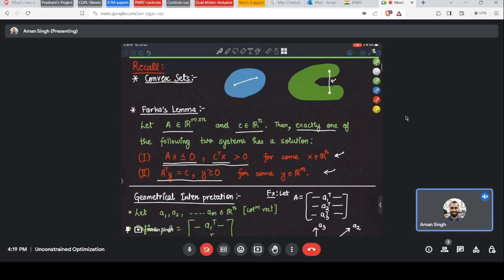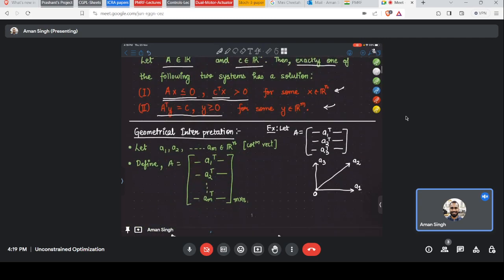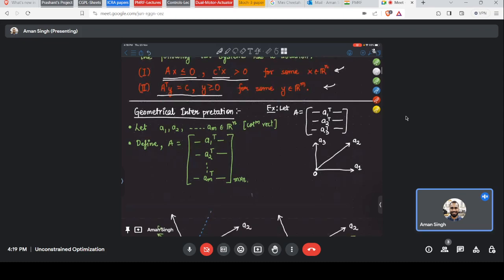Let's look at the geometrical interpretation of Farka's lemma, which we discussed in previous lectures.